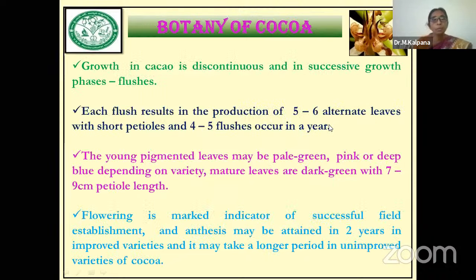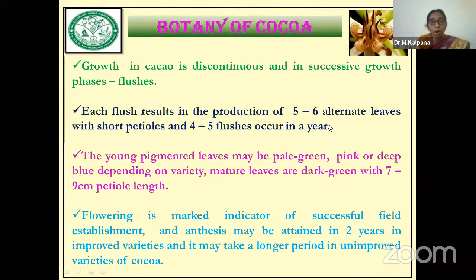Then coming to its growth, in cocoa it is a discontinuous process. It is not a continuous process. In successive growth phases it will give what are nothing but the flushes. The flushes are pink or light magenta in color, and light green or pale green. It depends upon the variety, the pigmentation of the flush. Each flush results in 5 to 6 alternate leaves with short petioles.